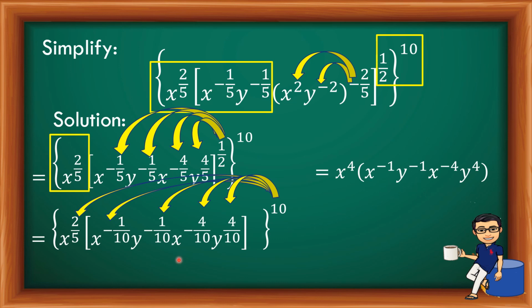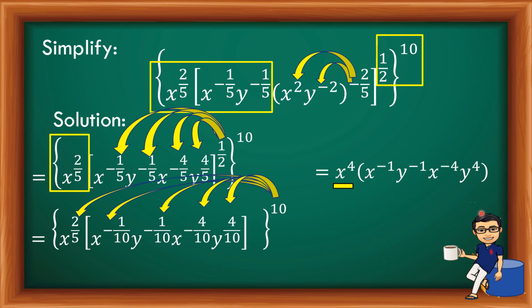Next is x raised to negative 4 over 10. 10 times 4 is 40, divided by 10, 40 divided by 10 is 4. We have a negative here, so that is negative 4. x raised to negative 4. Next is 10 times 4 over 10 for y, which is 40, divided by 10 is 4. So y to the 4th.